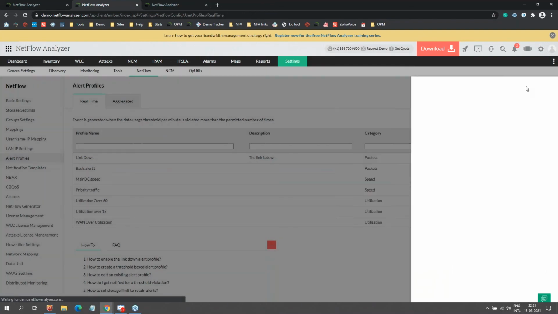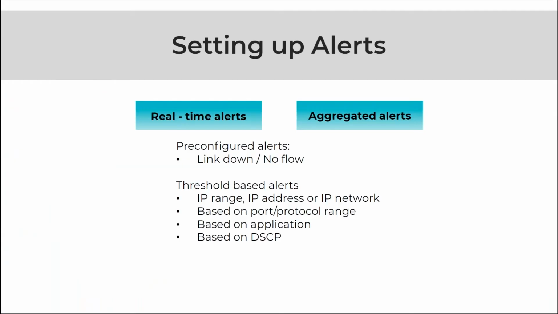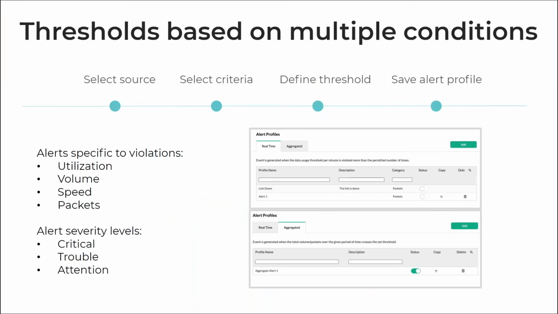This is pre-configured. The second type, as you can see here, is threshold based. You can do a threshold based alert based on IP addresses, range or network. You can do it based on protocol, the application, DSCPs, and things like that. So you can also do it based on conditions. The idea is, you set a threshold, and if that threshold is crossed, you will get an alert, which is out of the box.